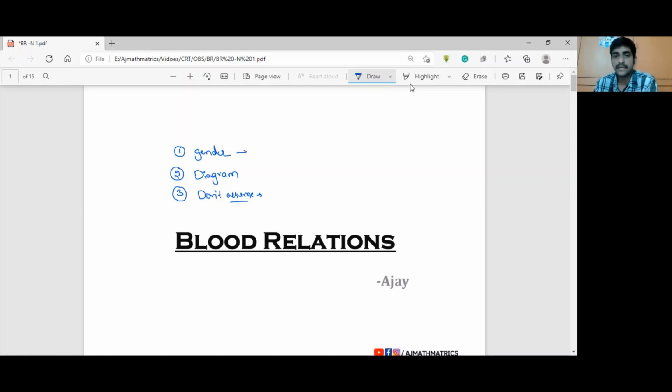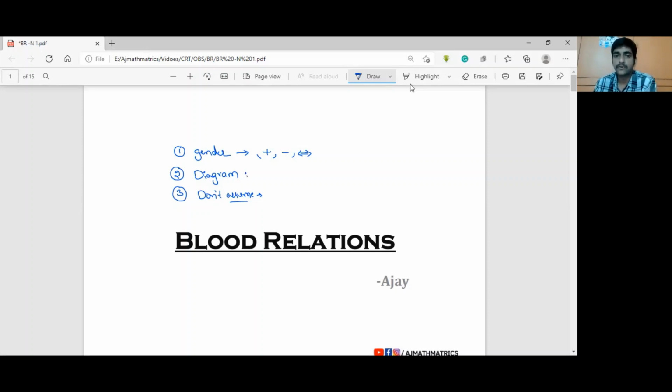Now, when it comes to gender, in blood relations we can represent male as plus, female as minus, and marriage relation as a two-side arrow. This can vary from trainer to trainer. So I am representing marriage relation with a two-side arrow.